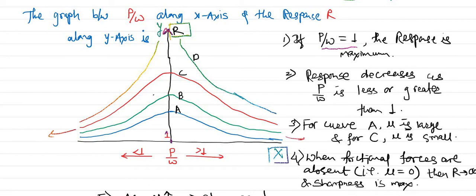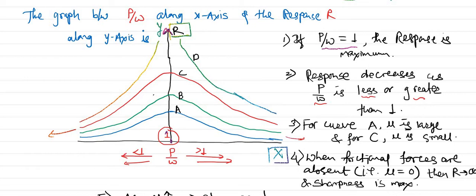That means the response will have the maximum value when p by omega is equal to 1, and on both sides the response decreases as p by omega is less than 1 or greater than 1. See here, on this side it is greater than 1 and on this side it is less than 1. So whether it is less than 1 or greater than 1, the response will decrease.